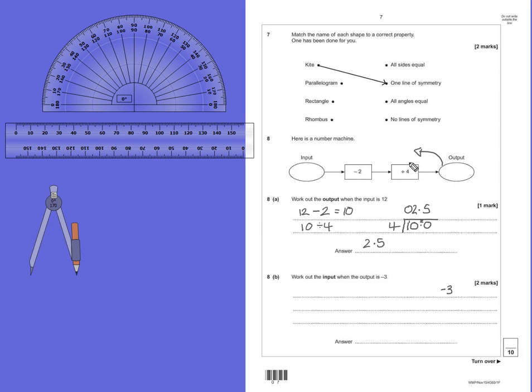So instead of dividing by 4, I'm going to multiply by 4. As we continue back along our journey, instead of subtracting 2, I'm going to add 2. And that will take us back to the input. So if we're starting with a -3, we're going to multiply by 4. Follow the arrows of our reverse number machine. 3 times 4 is 12, so -3 times 4 must be -12.